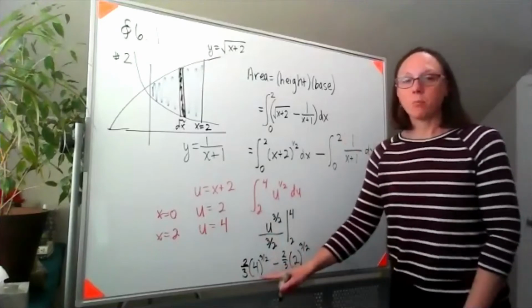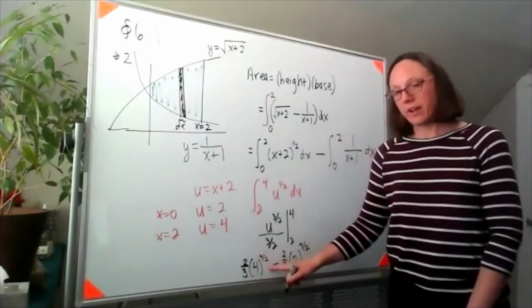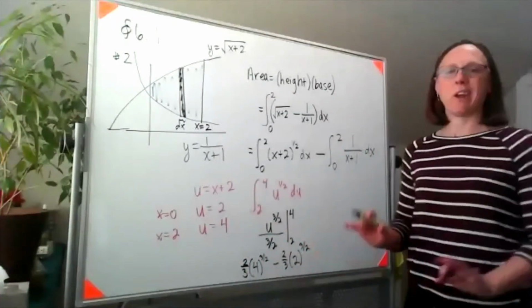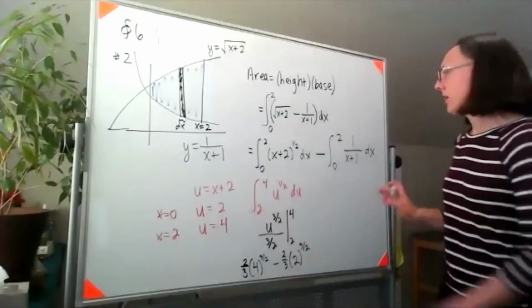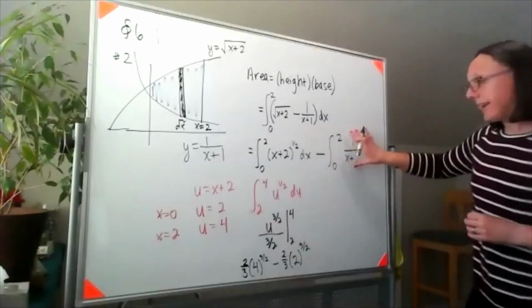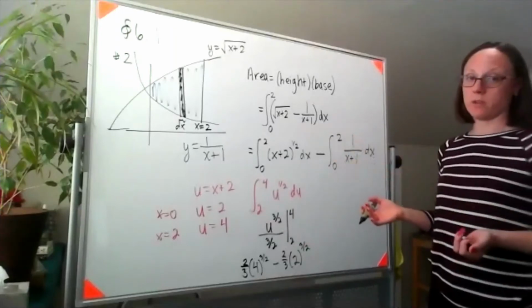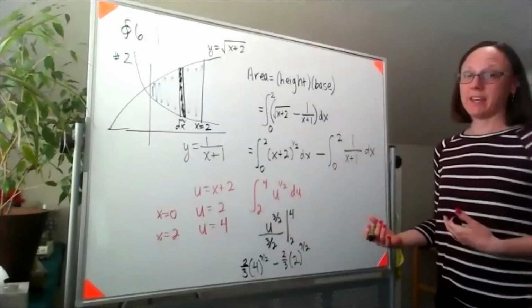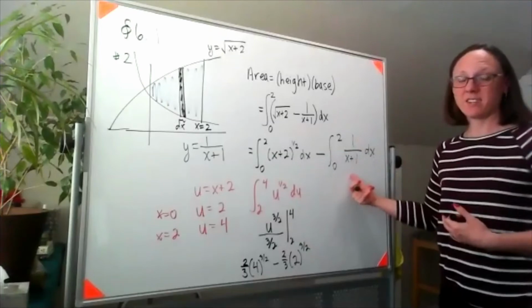And although I could simplify the 4 to the 3/2 power, I won't be able to simplify the 2 to the 3/2 power, so for now I'm just going to leave that alone. We still have to address this other integral. Here, I would also do a u substitution, or just go directly into what the answer is.